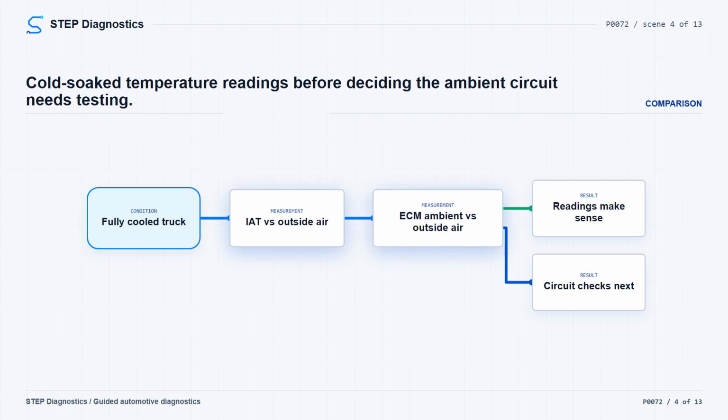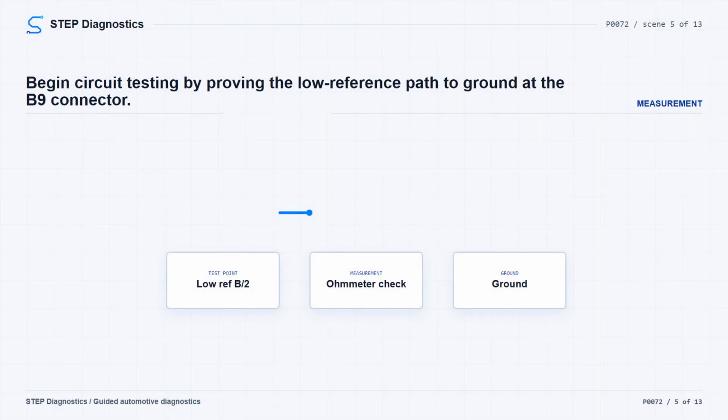If it is within 15 Celsius, 27 Fahrenheit, compare the scan tool ECM ambient air temperature parameter to actual ambient temperature. That also should be within 15 Celsius, 27 Fahrenheit. If it is not, continue into circuit testing. If it is within range, this part of the path is okay, and the update can take up to 2 minutes. For circuit testing, turn the ignition and all vehicle systems off.